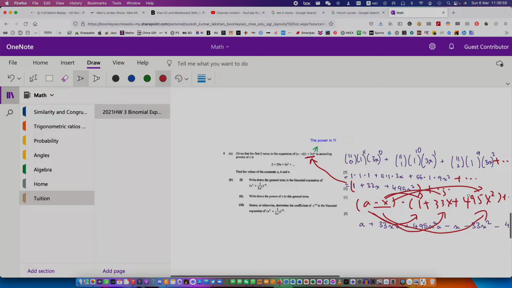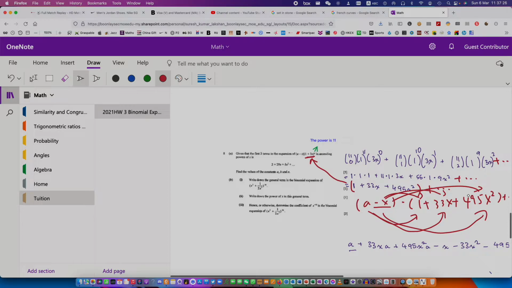Okay, good. Now you use a wavy line to underline the x term, with the sign as well. No, with the sign. That means minus x. Wavy line. I choose a different color. Okay, good. Then what is the other x term? 33x, with the sign as well.